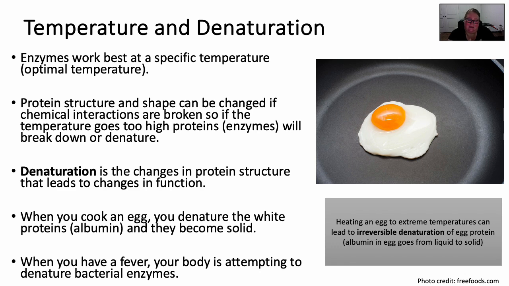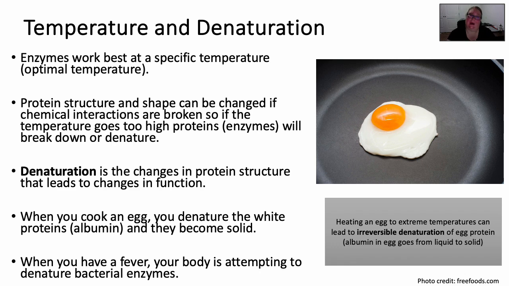Now, one of the problems is a lot of our pathogens that cause infection work at the same optimal temperatures as our own proteins. So as our fever increases, we also have the chance of denaturing our proteins. When you think of denaturing, you can think of scrambling eggs. When you scramble eggs, you have the clear white and the yolk. Once you start to scramble it, the proteins in the egg white, the albumin, are going to start to denature.